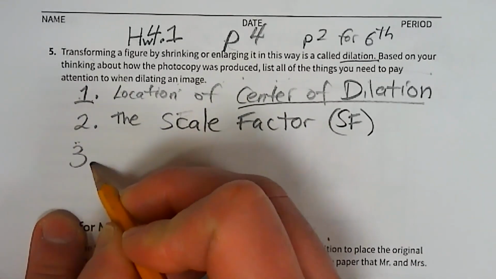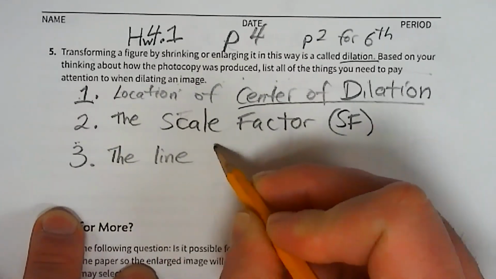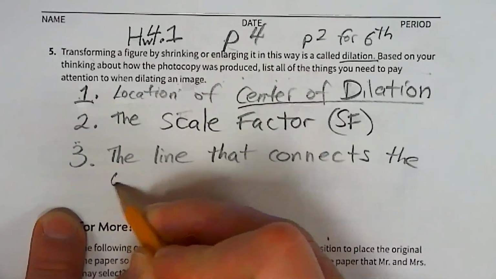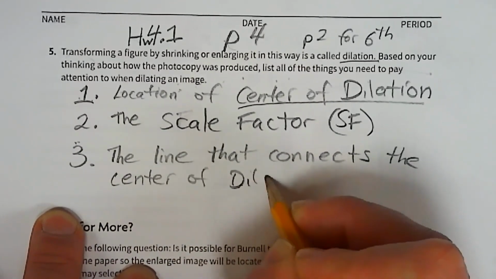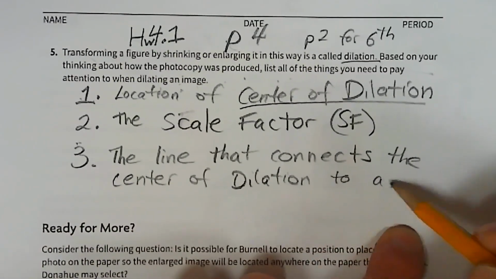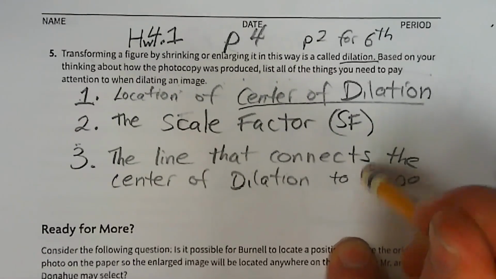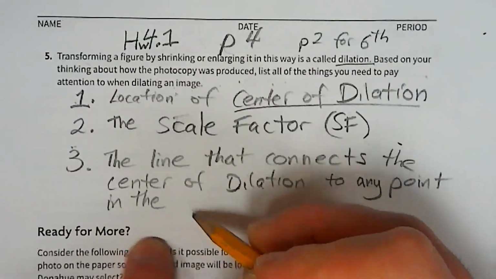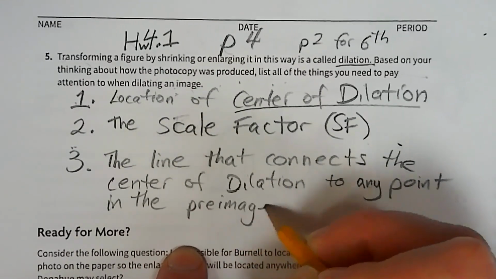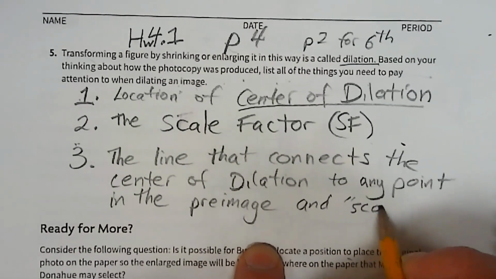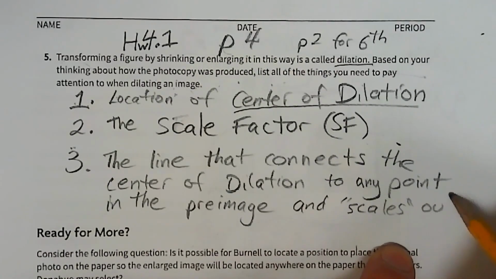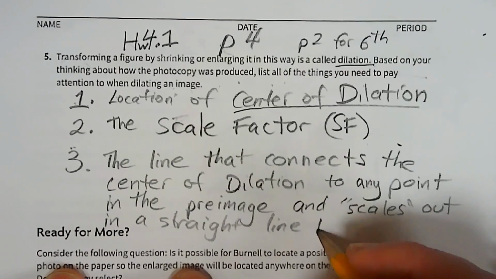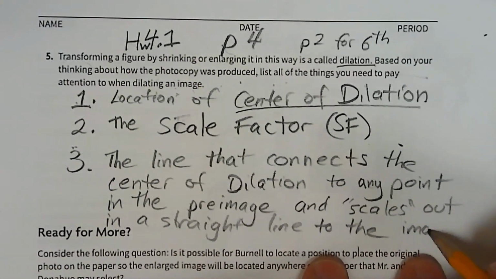3. The line that connects the center of dilation to any point in the preimage and scales out in a straight line to the image, the post image, which we just call the image.